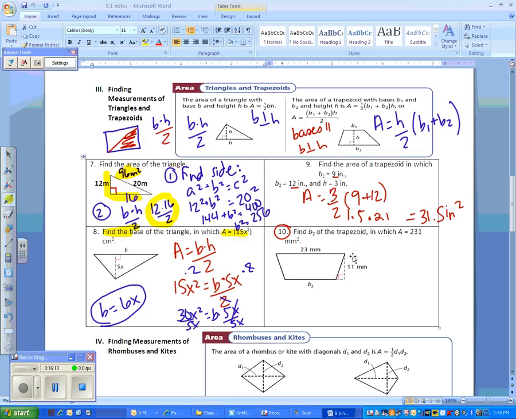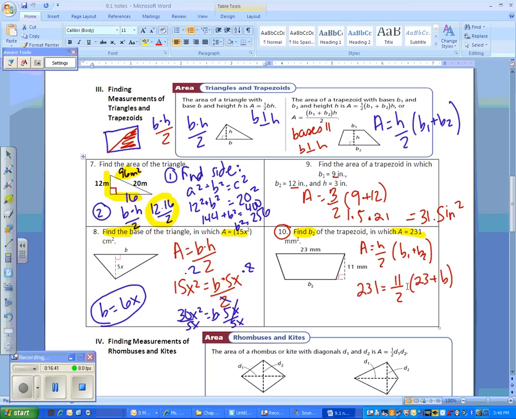All right, again, just like with the triangles and the parallelograms, they can also ask you to work backwards. So if the area is 231, I want you to find the base. So you have to start with the formula. Area equals half the height times the sum of the bases. In this case, the area is 231. We know the height is the perpendicular line, so that's 11. We know one of the bases is 23, and we don't know what the other base is, and that's what we're looking for.